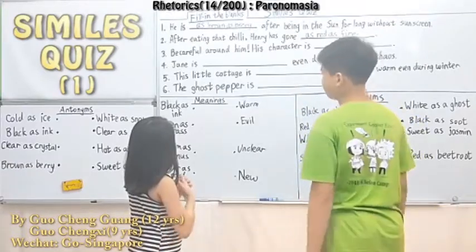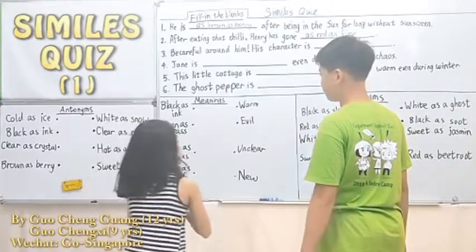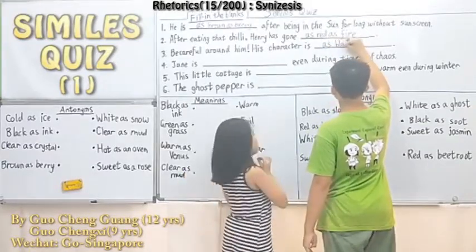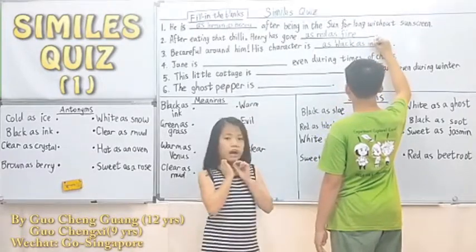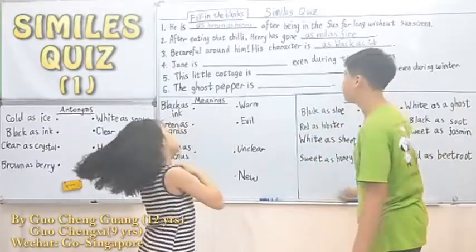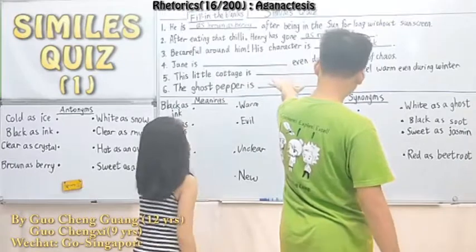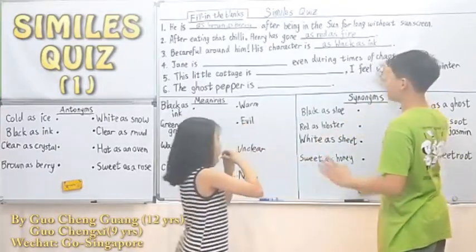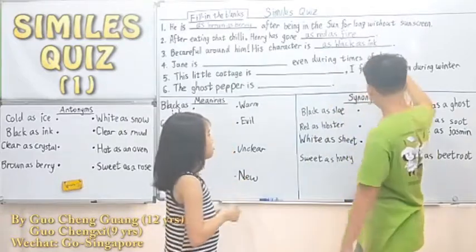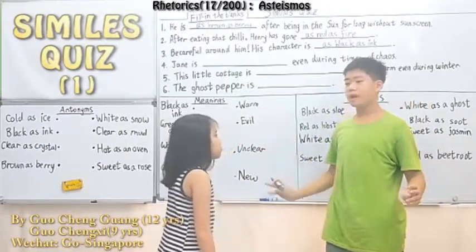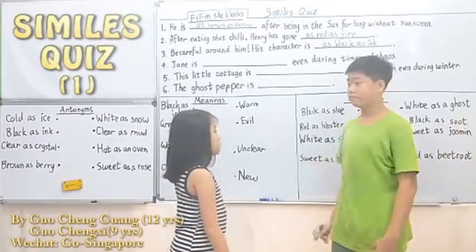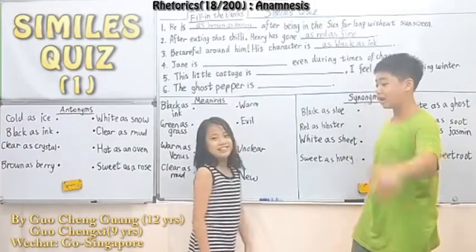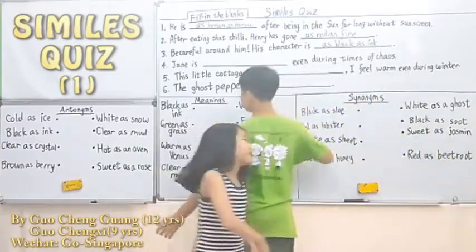Next one. Be careful around him. His character is as black as ink. Can you explain your choice? As black as ink means very bad. Very evil, right? We explained about this in the last lesson, am I right? Yep. Jane is as cool as a cucumber even during times of chaos. First, what is chaos? Just beware, this is pronounced as chaos. Chaos means times when things get messed up, things get messy. Like for example, in times of flood, people all rush out in order to save their lives, right? So there you get chaos. Or maybe earthquake.